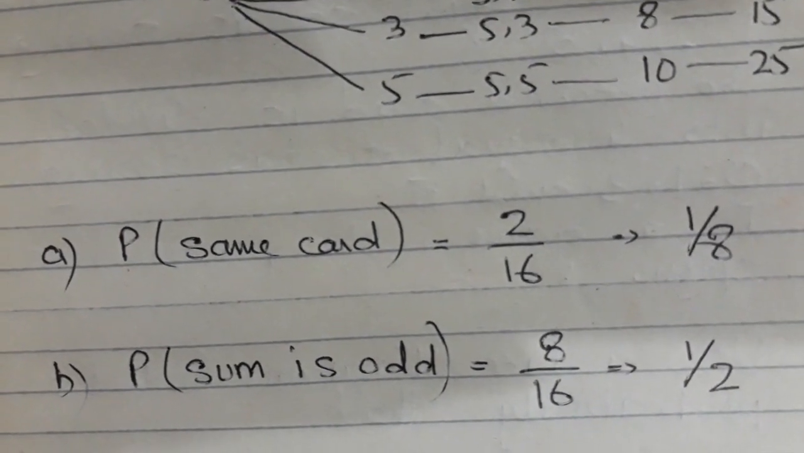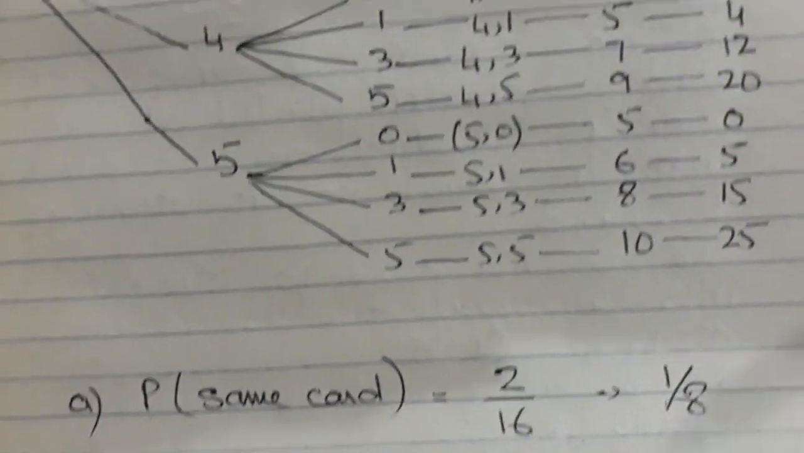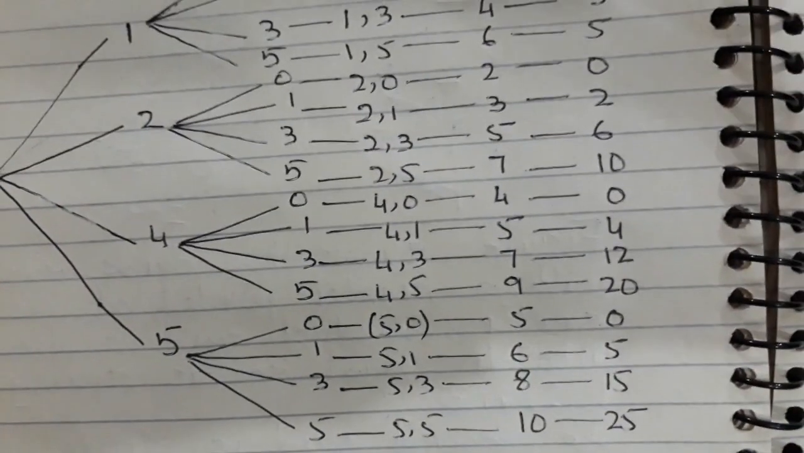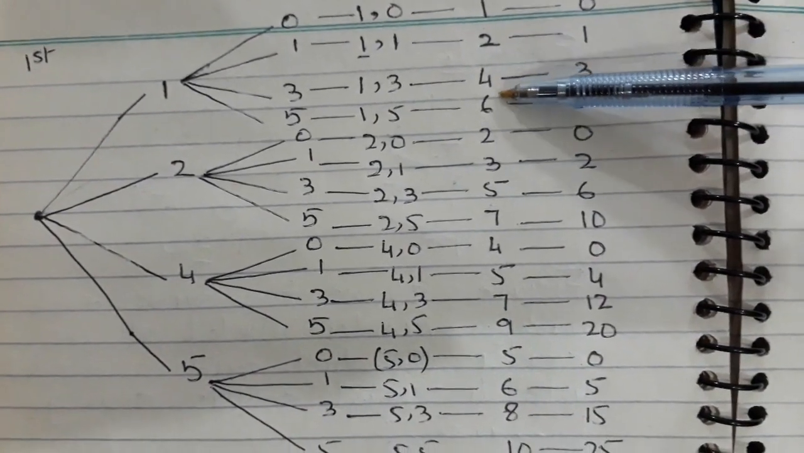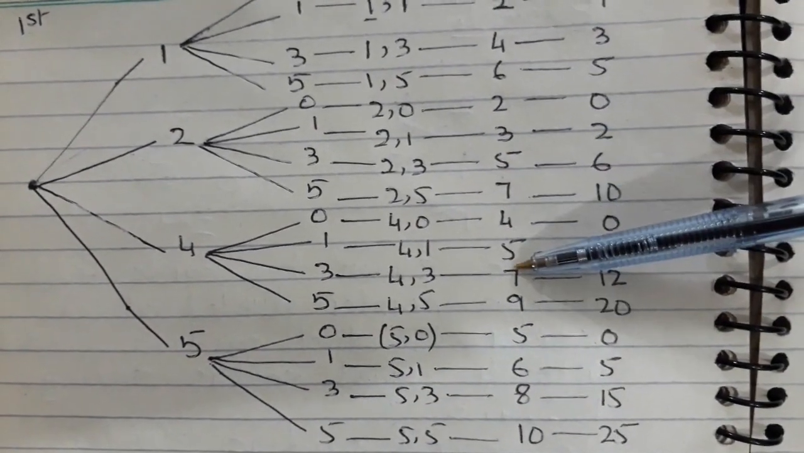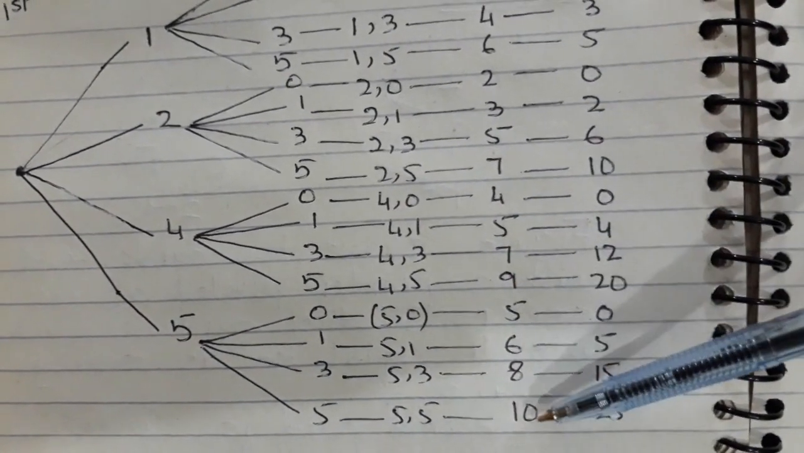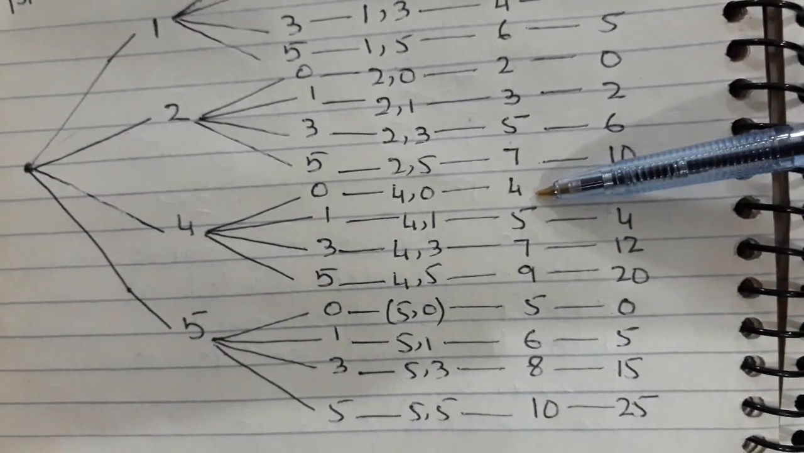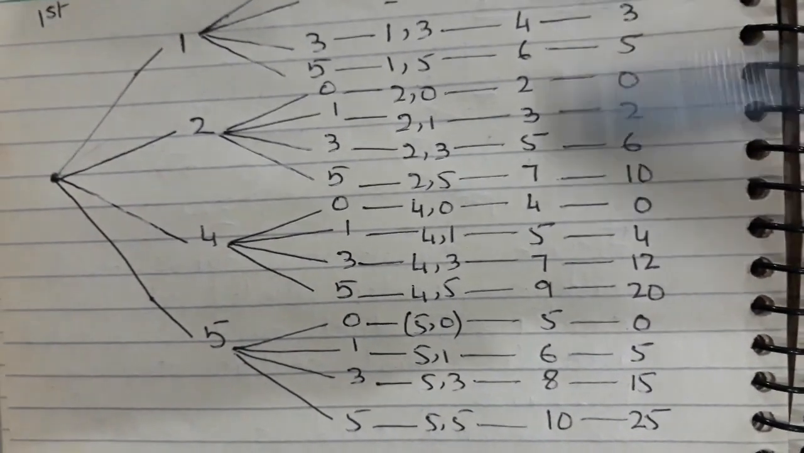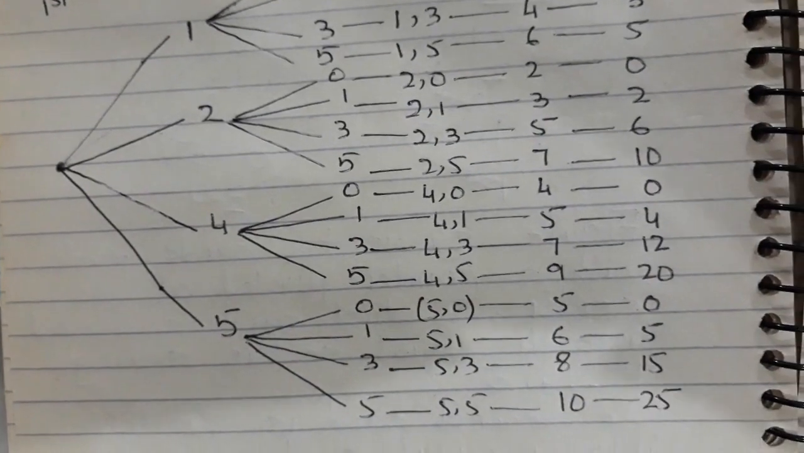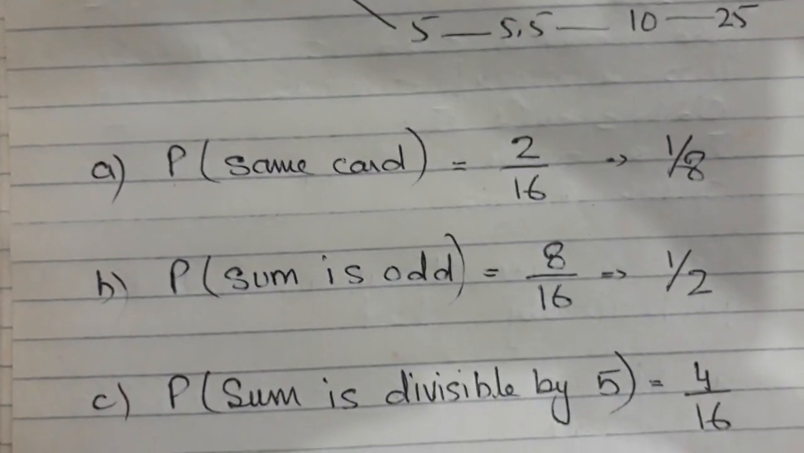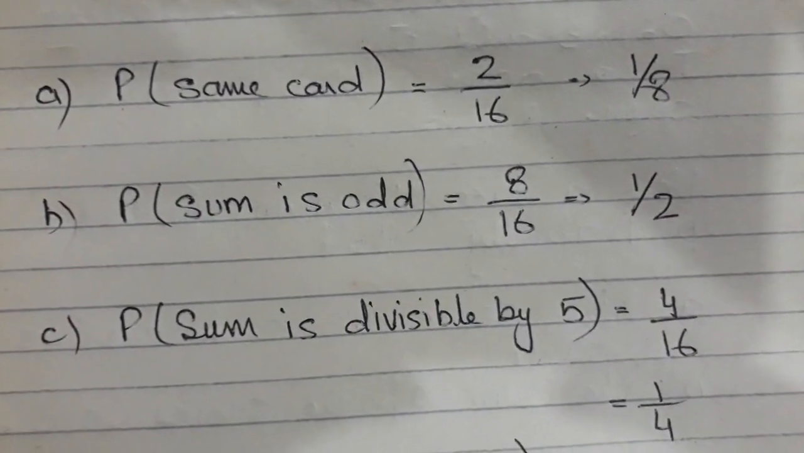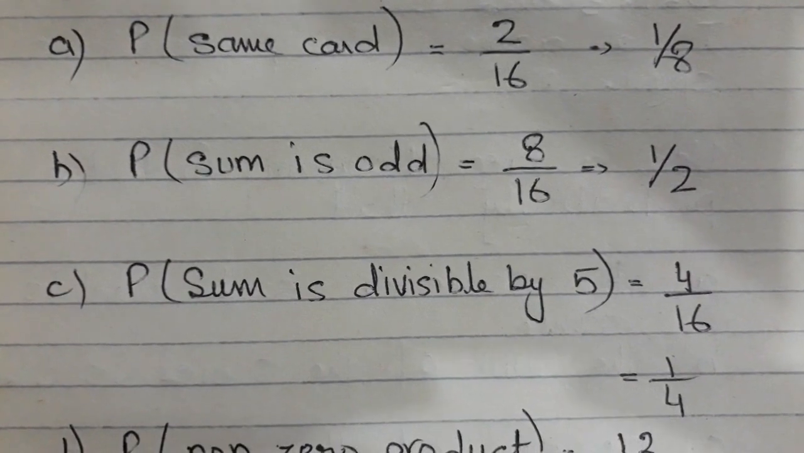The next question was, what is the probability that the sum is divisible by 5? Again, it is saying sum. So if you look at this, divisible by 5 means it should be 5 or it should be 10. So 1, 2, 3, 4. Out of 16, there are 4 outcomes which have a number divisible by 5. So we can say 4 over 16. If you simplify, it is 1 over 4.